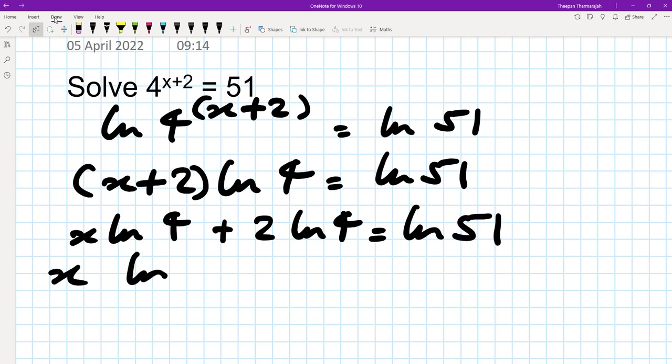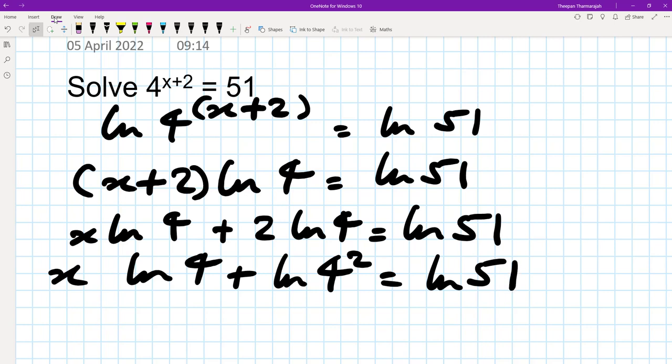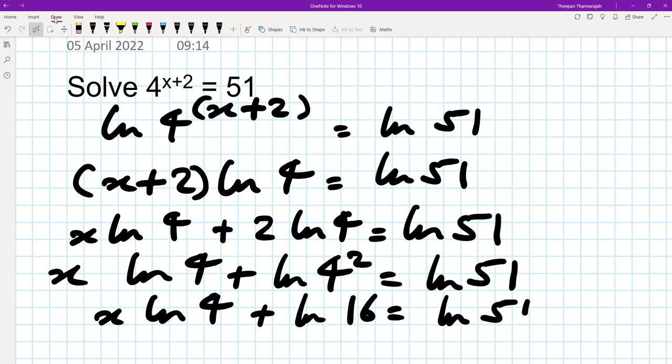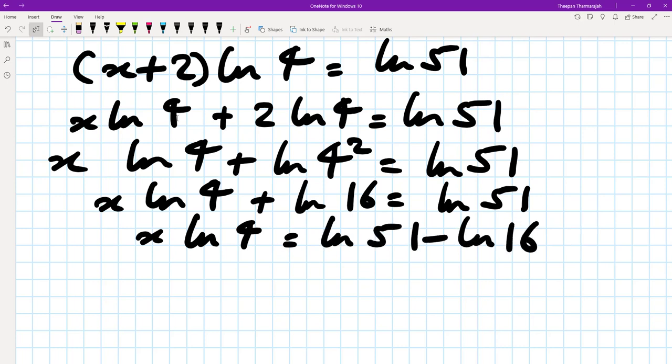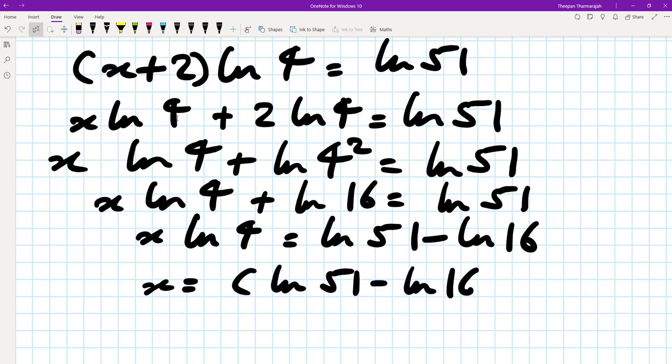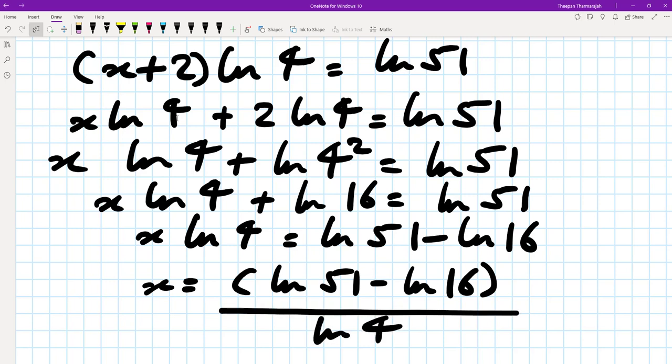So we get x ln 4 plus ln 4 squared from the laws of logs equals ln 51. So x ln 4 plus ln of 16 equals ln of 51. So we can now minus them to say x ln 4 equals ln 51 minus ln 16. So x is ln 51 minus ln 16, all divided by ln 4, and we're going to round our result to 3 significant figures.